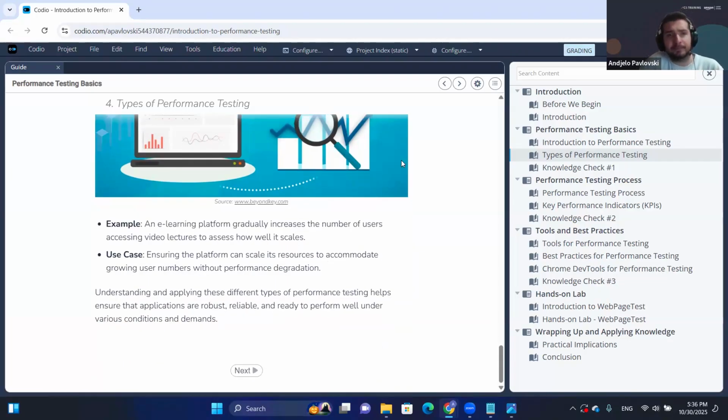Now, before I finish, do you have any questions regarding the types of performance testing? Seraphim provided a very neat explanation for the memory leak, so thank you for that, Seraphim.